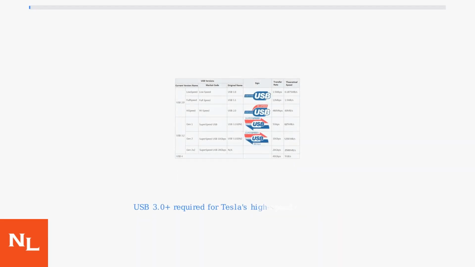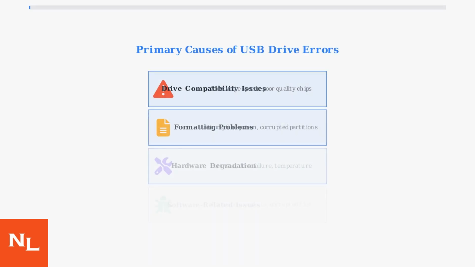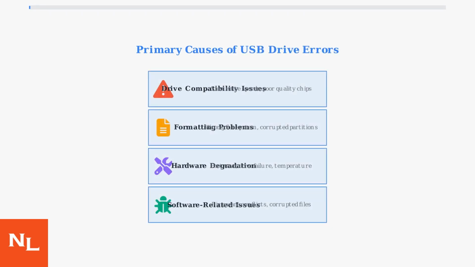USB version also matters significantly. Tesla requires USB 3.0 or higher for optimal performance. Older USB 2.0 drives often can't keep up with the data writing demands. Now let's examine the 4 primary causes of this error. Understanding these will help you identify and prevent the issue.